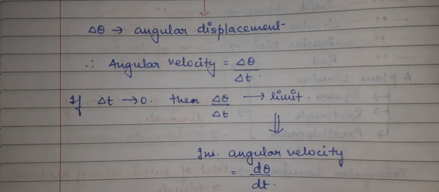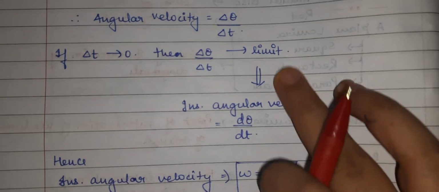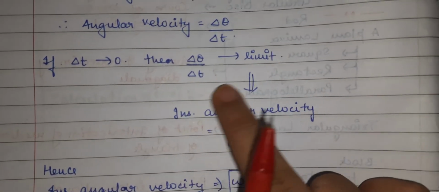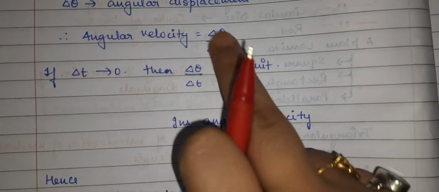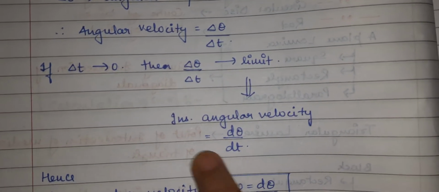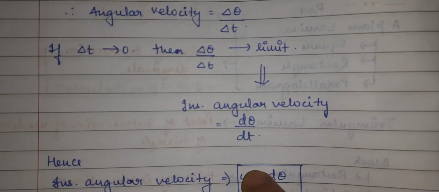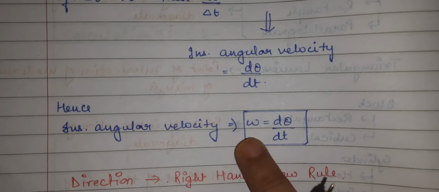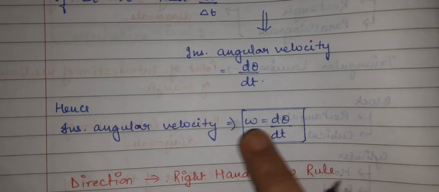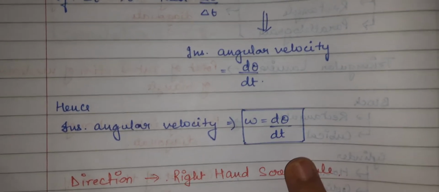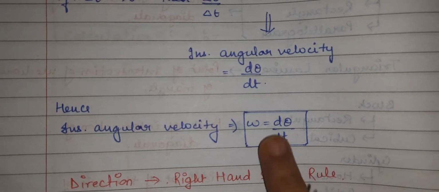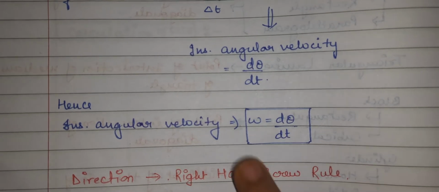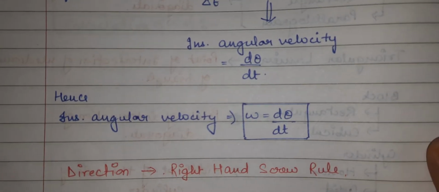We all know that whenever we put a limit on the average formula of anything, it ends up as the instantaneous formula. So if we put the limit on the average angular velocity, it gives the instantaneous angular velocity, which can be written as d theta by dt. Hence angular velocity omega is equal to d theta by dt. And what is the SI unit? It is radian per second, and its dimensional formula is M0 L0 T minus 1.